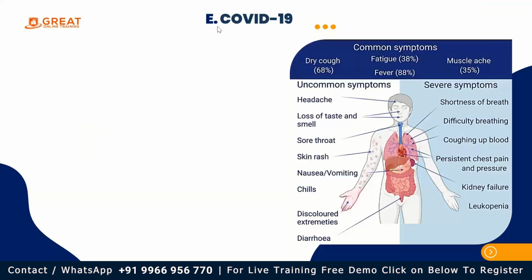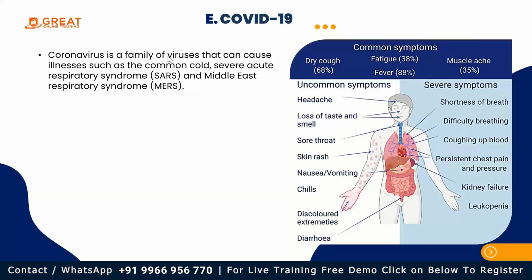Next and most important part, COVID-19. What is COVID-19? Tell me something about coronavirus disease. Coronavirus is a family of viruses that can cause illness such as the common cold and severe acute respiratory syndrome, also known as SARS. That's why sometimes it's called SARS coronavirus. SARS means severe acute respiratory syndrome. Yes, please make note.